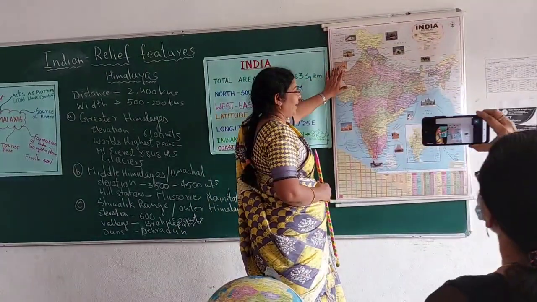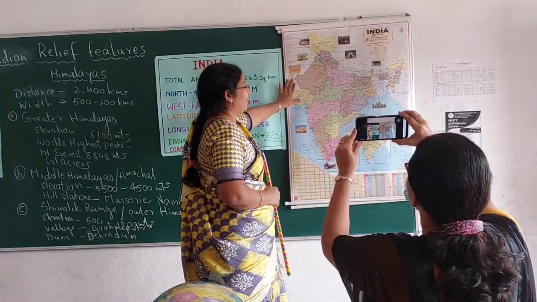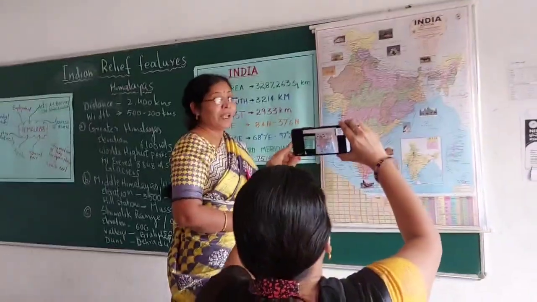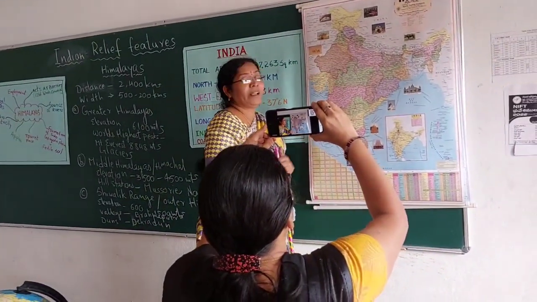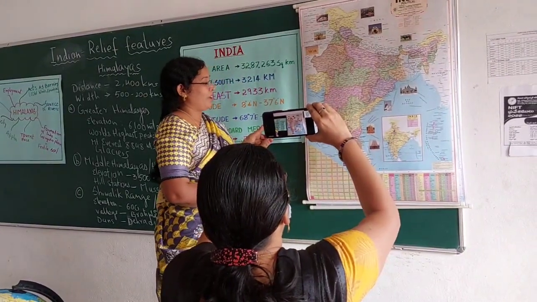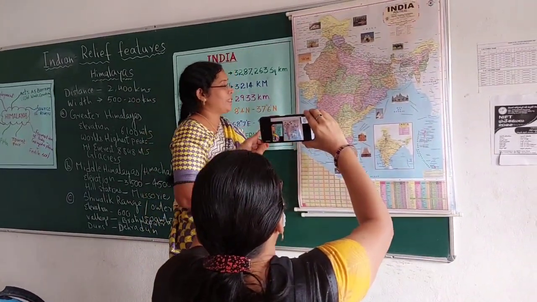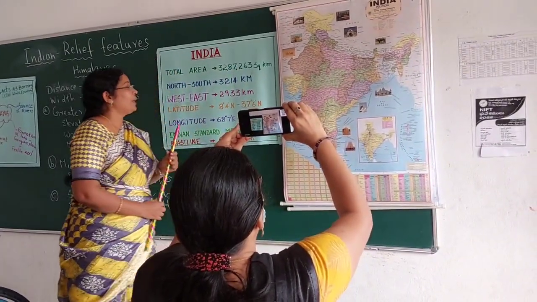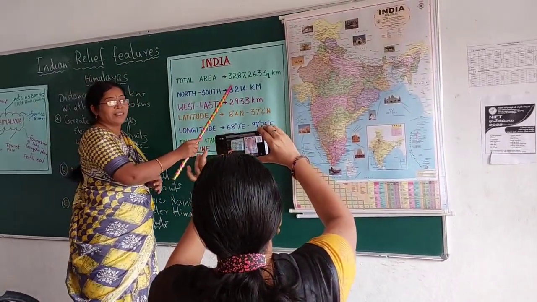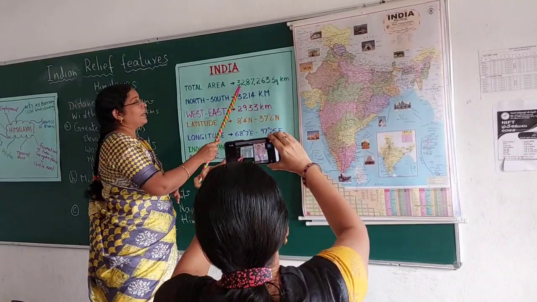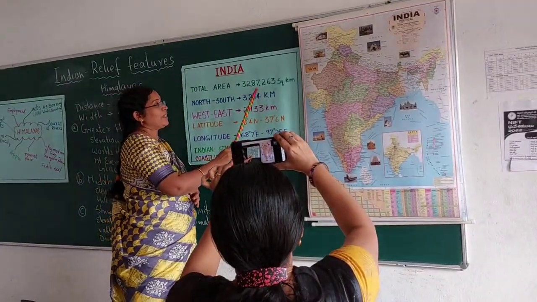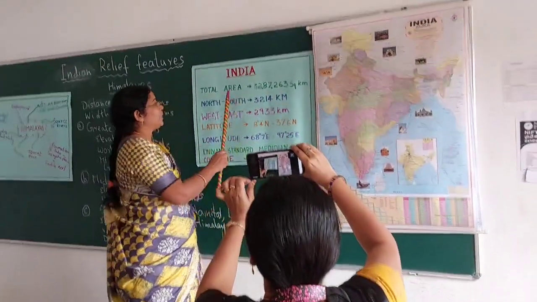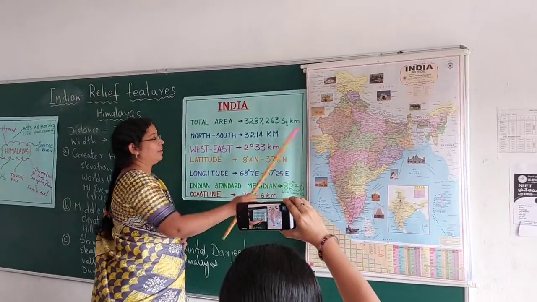This is our country. This is a political map of our country where you can see all the states are there. Let me explain about the geographical features of this country. We see the total area of this country. The total area of our country is 32 lakhs 87,000 263 square kilometers.